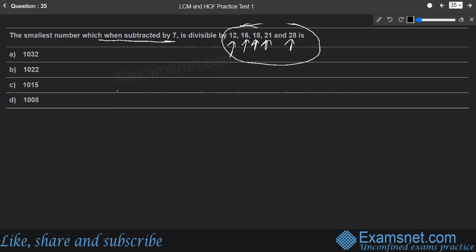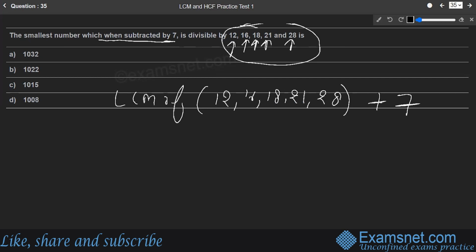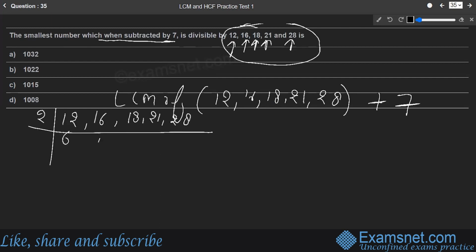So the required number is the LCM of all these divisors, that is 12, 16, 18, 21 and 28, plus the 7. If we do that, we can find out the LCM of 12, 16, 18, 21 and 28. Let us find out the LCM. We can divide by 2 first: 2 into 6, 2 into 8, 2 into 9, 21 as it is, 2 into 14. Again divided by 2: 3, 4, 9 as it is, 21 as it is, 7.